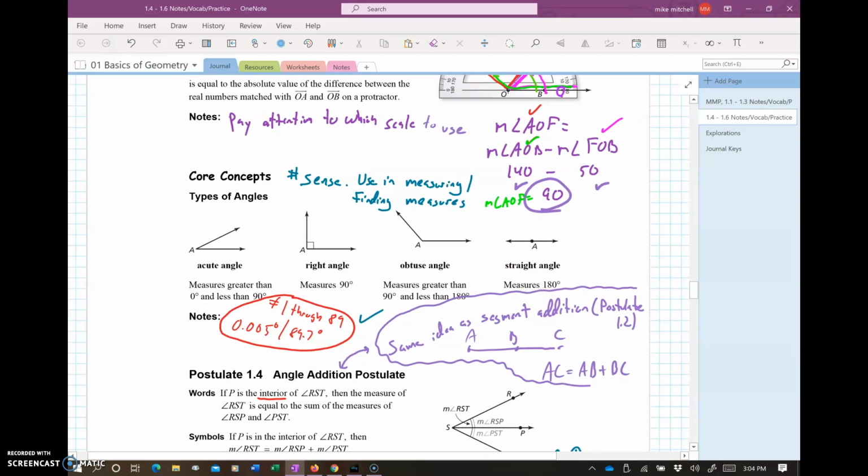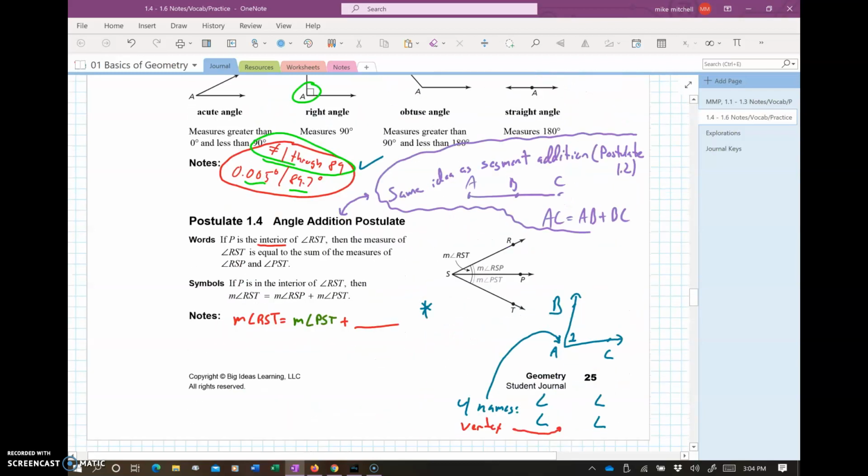We've talked about types of angles: acute angle, smaller, right angle, 90. Don't forget your symbol. Obtuse angle, above 90, below 180. Straight angle is 180. Remember this, like for acute, it's not 1 through 89. You could have a .005 angle. 1 through 89, you're thinking integers. You could also have 89.7.